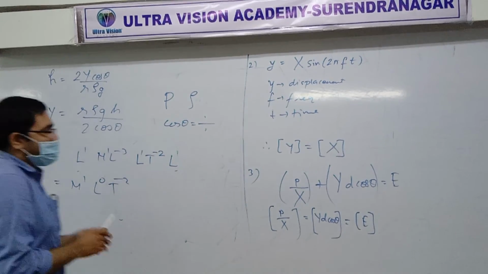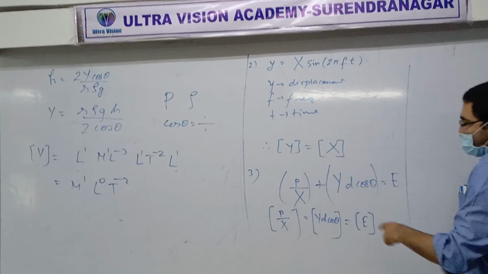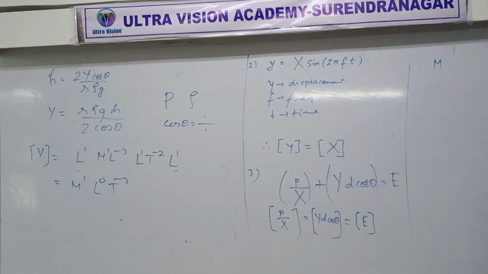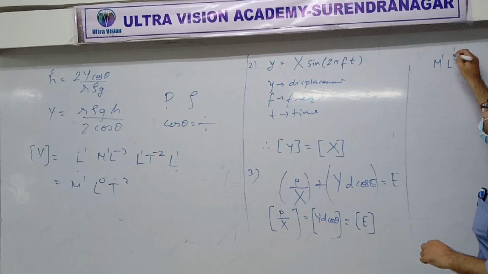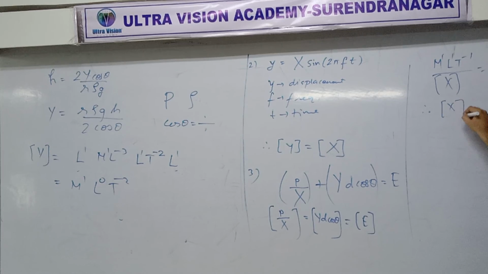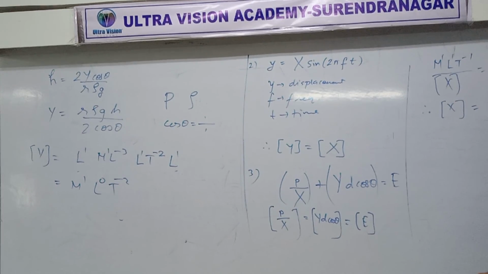So dimensions of P, momentum. To be very frank, I don't remember it at this moment, but I'm going to think mass into velocity. So mass is m raised to 1, velocity l raised to 1, t raised to -1. This is what you have to learn. Divided by x is equal to energy. Energy is m raised to 1, l raised to 2, t raised to -2. So that's why this is going to be this here.